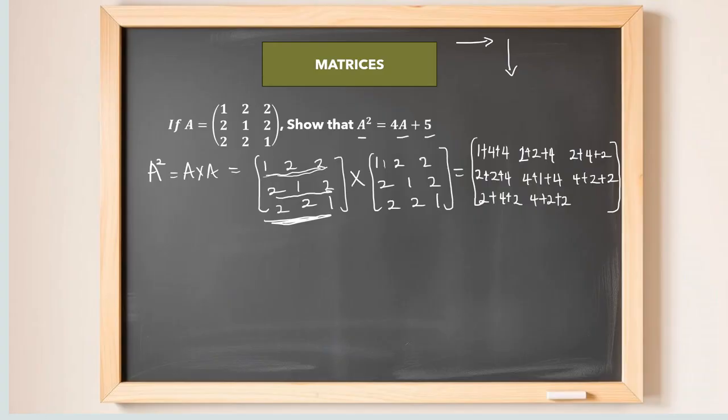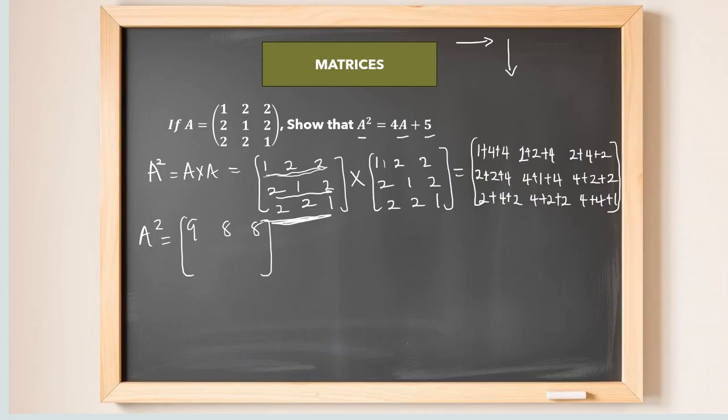And for the last one, I'm going to have 2 multiplied by 2, 4, 2 multiplied by 2 is 4, and the last one, 1 multiplied by 1 is 1. So here I can say that my A squared is going to be: 1 plus 4 plus 4 is going to be 9, 2 plus 2 plus 4 is going to be 8, 2 plus 4 plus 2 is going to be 8.